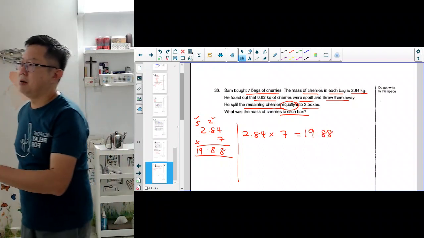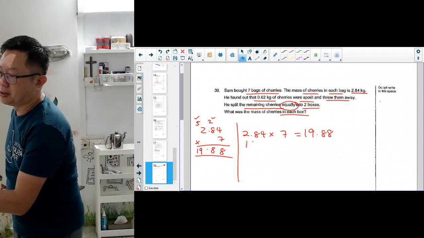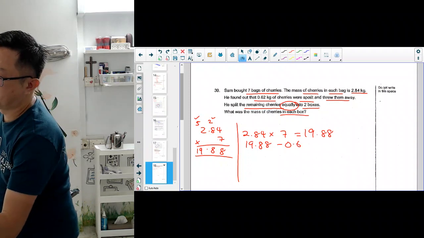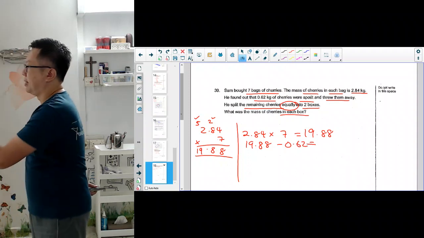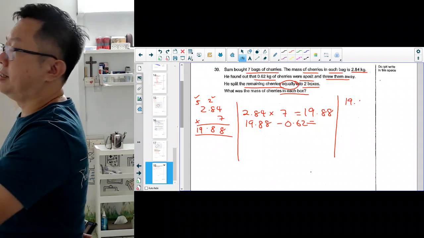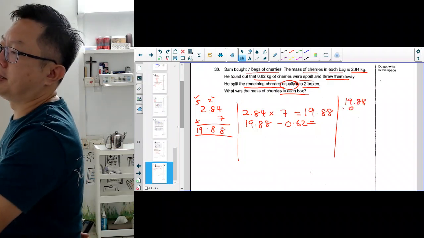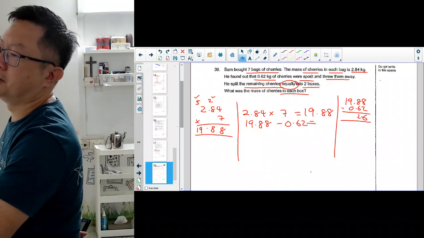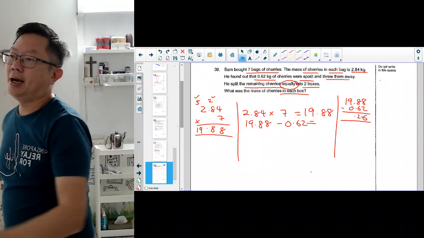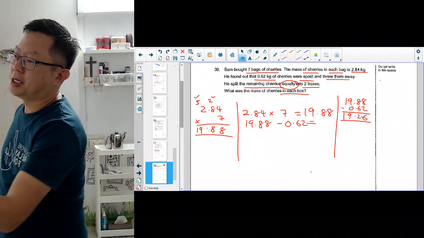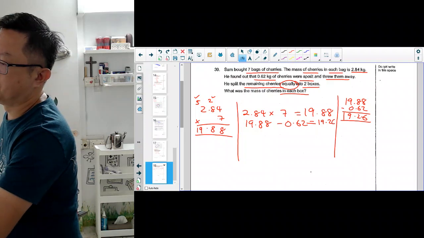He found that 0.62 was spoiled and he threw them away. So you will have to minus. Okay, minus 0.62. Let me just write over here. So you have 19.88 minus 0.62, and you will get 6, 2, and put the dots, and 19. So what is the leftover? The leftover cherries is 19.26 kilograms.